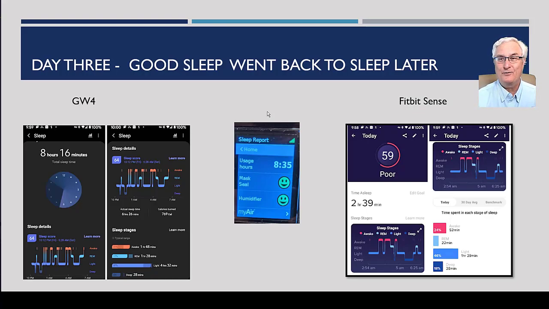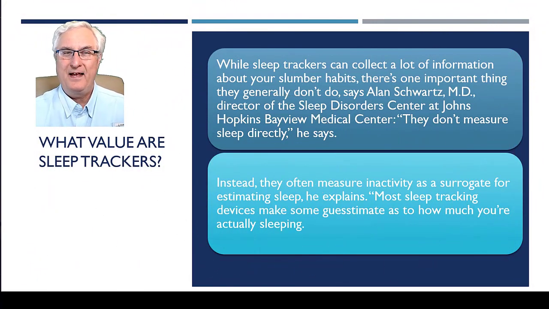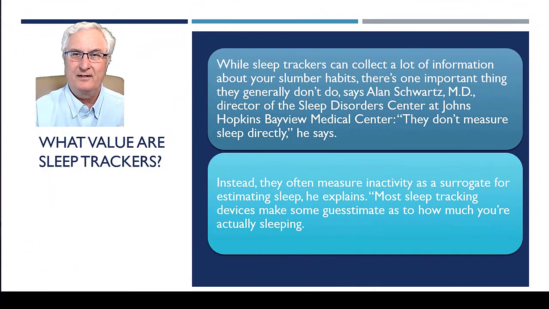Let's go look over and see what the Fitbit Sense said. Well, they said I didn't have a good night's sleep. They gave me a poor rating, and they said my sleep time was 2 hours and 39 minutes. What? 2 hours and 39 minutes versus 8 hours and 16 minutes. There's something different here. So what value are sleep trackers?